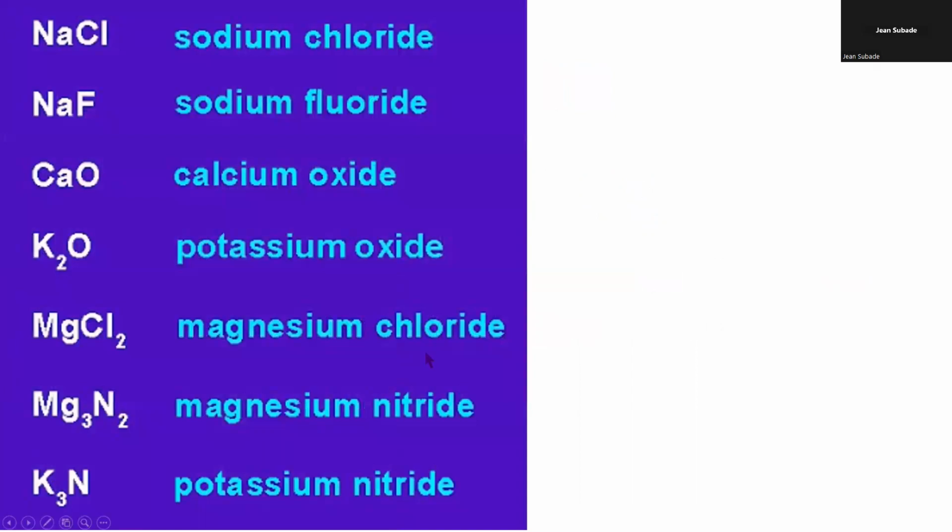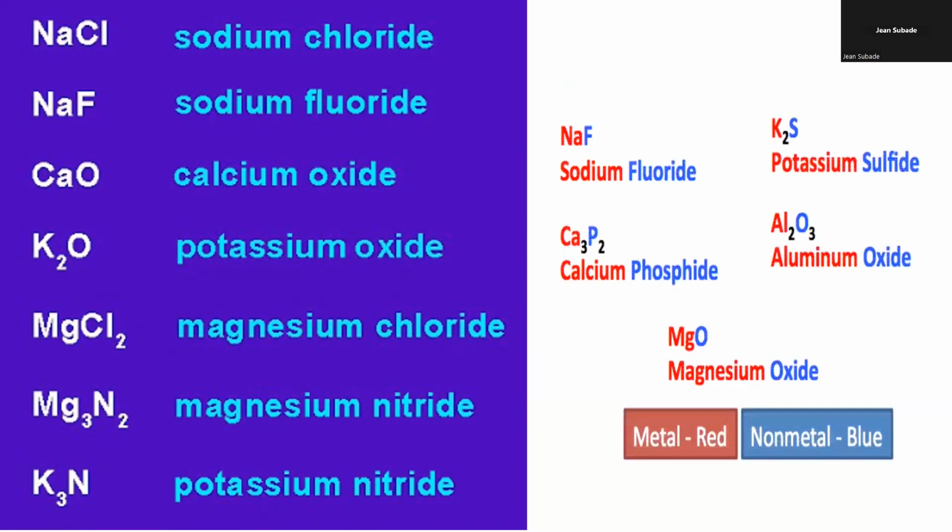Examples: NaCl, NaF, sodium chloride, sodium fluoride, calcium oxide, potassium oxide, magnesium chloride, magnesium nitride, and potassium nitride. These are ionic compounds. Looking at their composition, you will see that the color red signifies a metal and blue is a non-metal. So we can apply that to ionic compounds: there is a chemical bond between metal and non-metal elements.